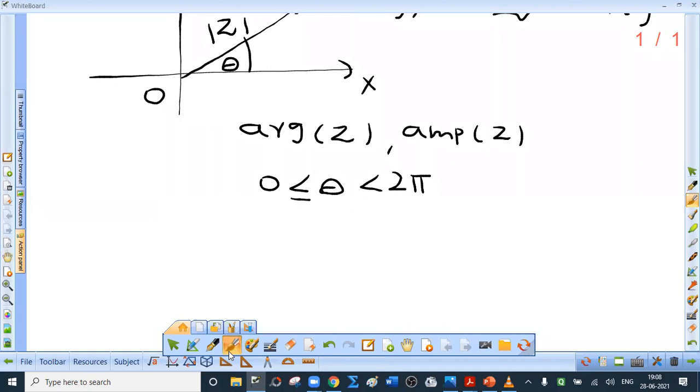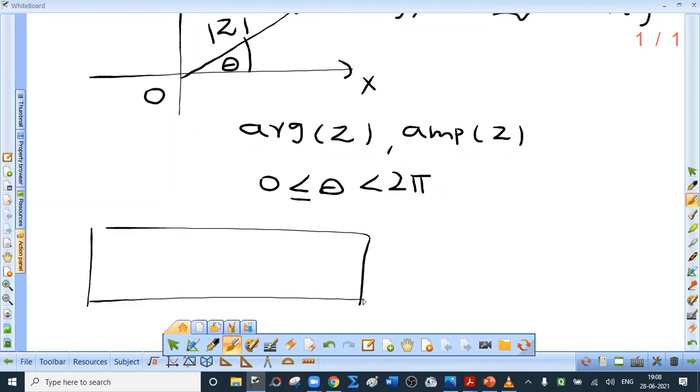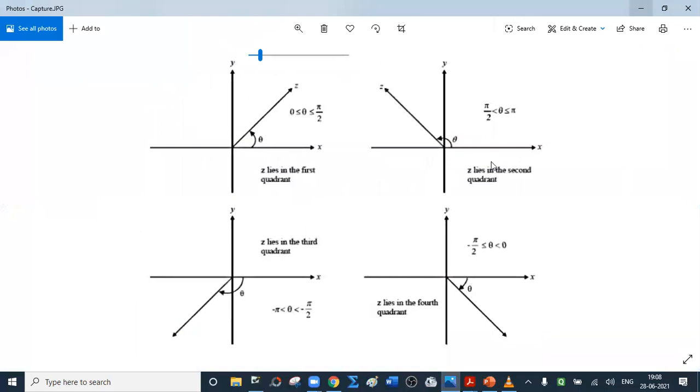And for that, unfortunately, this is not mentioned in the textbook. For that, what is the restriction on theta? I'll show you a diagram also for that. Minus pi less than theta less than or equal to pi. That is, the answer should lie between minus pi, which is not included, to pi, which is included. Let me show you this.